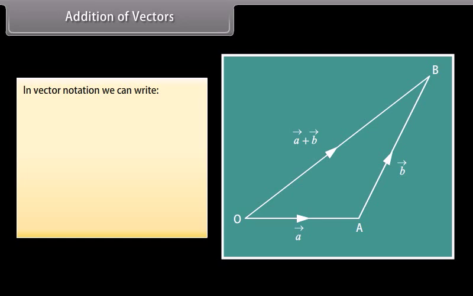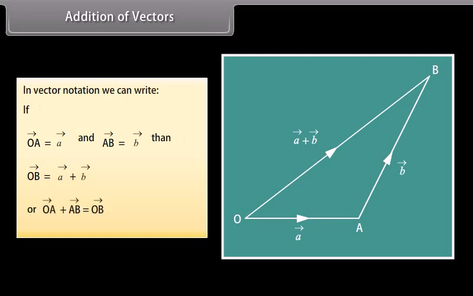In vector notation we can write, if vector OA equals vector A and vector AB equals vector B, then vector OB equals vector A plus vector B, or vector OA plus vector AB equals vector OB.